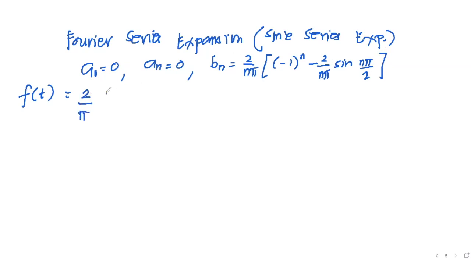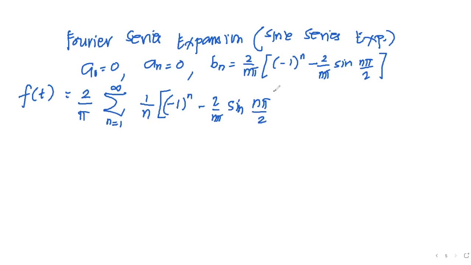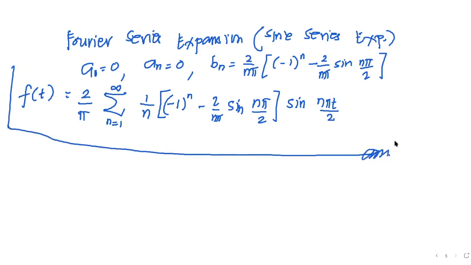Now for our expansion, we have 2 over pi, so we put the constant before the summation. Summation of 1 over n times the quantity negative 1 raised to n minus 2 over n pi sine of n pi over 2 times sine of n pi t over p. P is equal to 2. So this is now our final answer, the sine series expansion for the odd periodic function.